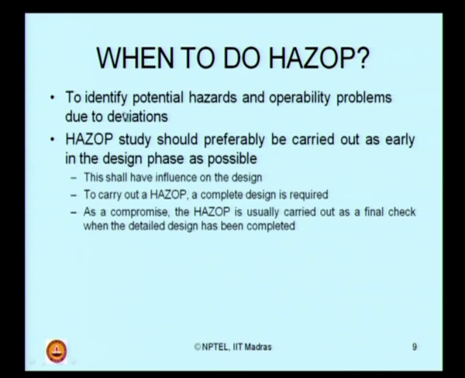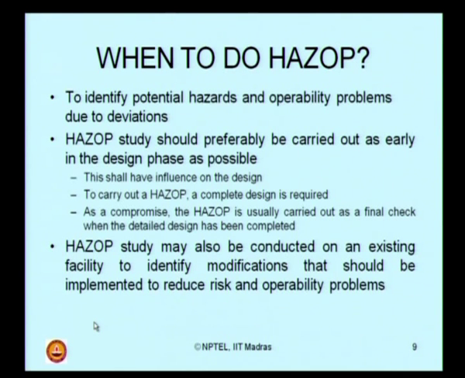Hazop can also be used to carry out a complete design if required. As a compromise, generally Hazop is usually carried out as a final check when the detailed design has been completed. This is the usual practice that companies follow. They prepare a preliminary design, they understand and analyze the design by different process systems. Once the final design is ready, a Hazop is usually carried out in detail to check whether the final design which is going to be executed is satisfactory.